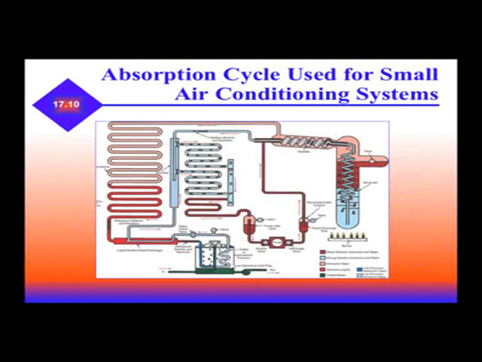This is the diagram of the small air conditioning system absorption cycle. You have a generator, we have a valve, we have the rectifiers. We have an absorber, and then we also have our water pump down at the bottom, chilled water in and out.